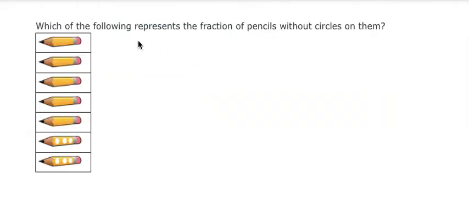Which of the following represents the fraction of pencils without circles on them? So 1, 2, 3, 4, 5, 6, 7. So there are 7 pencils. Let's find out how many have dots. 2 are there. So that means there are 5 pencils without circles on them. So 5 divided by 7. 5 by 7.